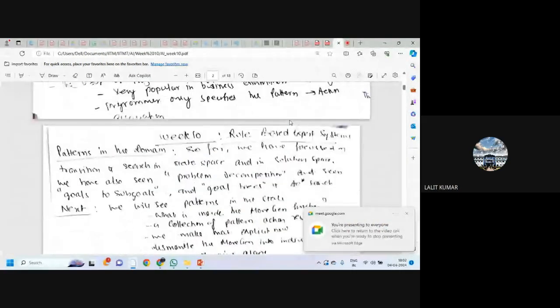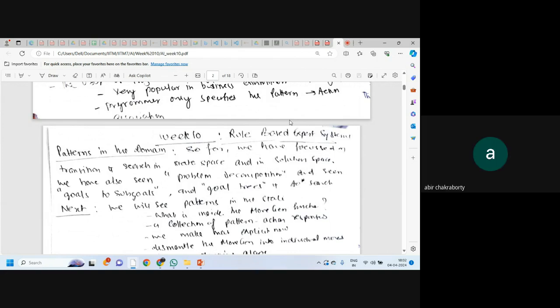Okay, so week 10 basically starts after week 9. What we have seen is that we focused on search in the state space and in the solution space, and we also saw problem decomposition and goals to subgoals. For example, in AO star, we saw, and in means-ends analysis, that we decompose the problem into smaller problems and then solve it.